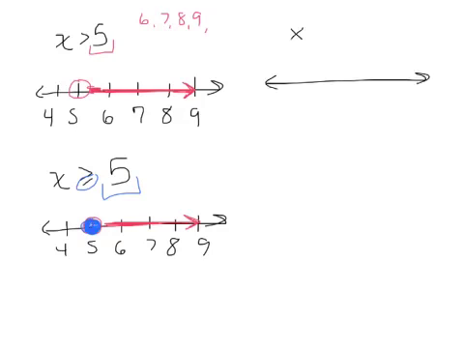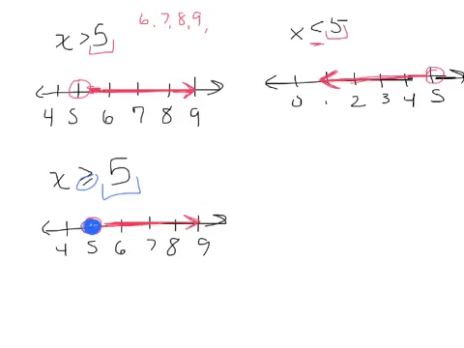If I have x is less than 5, I'm going to still put the open circle on 5 because the 5's here, but the less than means it has to be less than. It's the numbers 0, 1, 2, 3, 4, and it's going to keep going in this direction with the open circle. And then last but not least, x is less than or equal to 5.